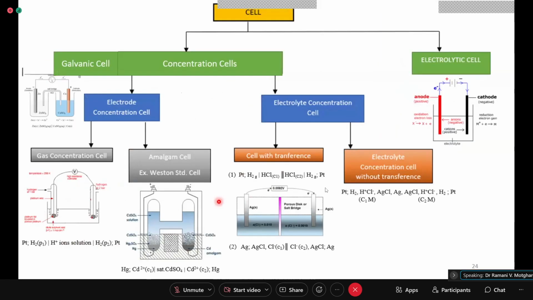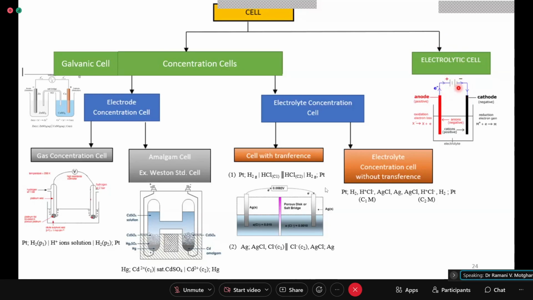Now coming to a cell. What is a cell? A cell is a combination of two electrodes, which is either producing electricity or using electricity for obtaining certain products to carry out an electrochemical reaction. When you are applying electrical current to get a product, it is termed an electrolytic cell. In an electrolytic cell, you have a battery whose negative terminal is connected to one electrode and the positive terminal is connected to another.